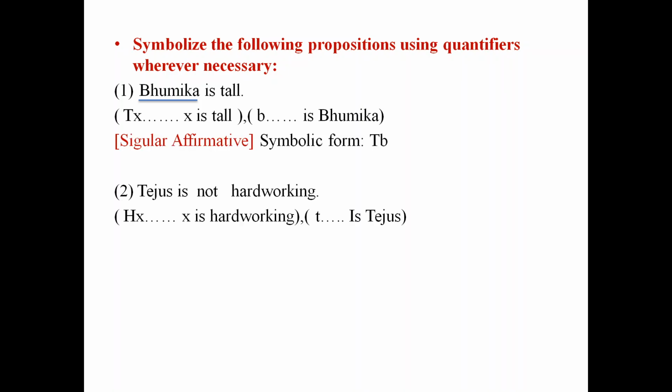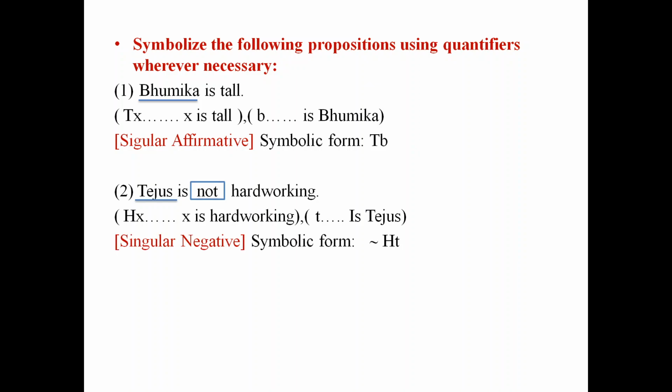Second, Tejas is not hardworking. Here Tejas is the proper name, so it's a singular proposition, and not is used in it, so it is a negative proposition. So singular negative proposition: for Tejas small t, for hardworking capital H. The predicate constant is on the left and Tejas small t will be on the right, but curl will be written before the statement. So curl capital H small t will be the symbolic form.